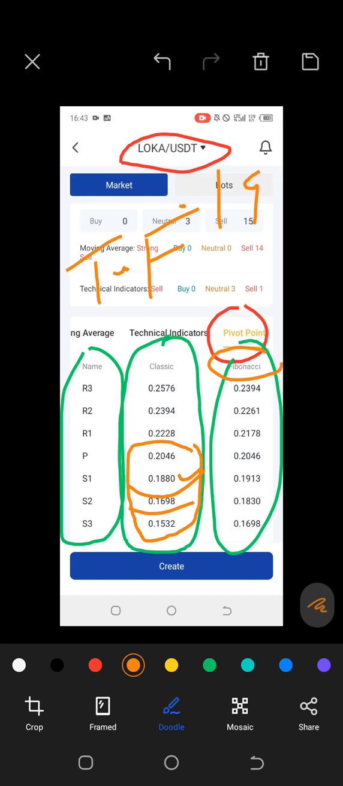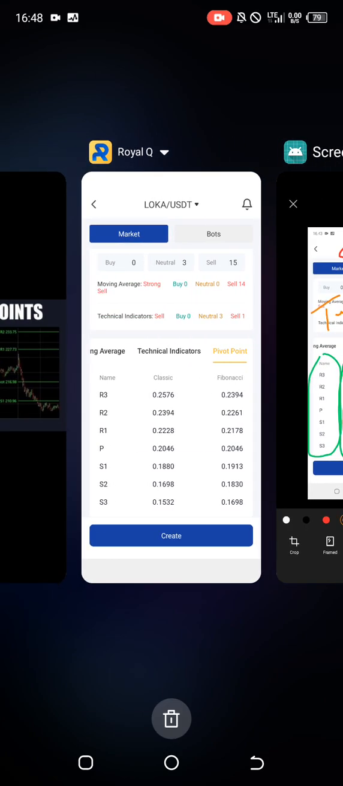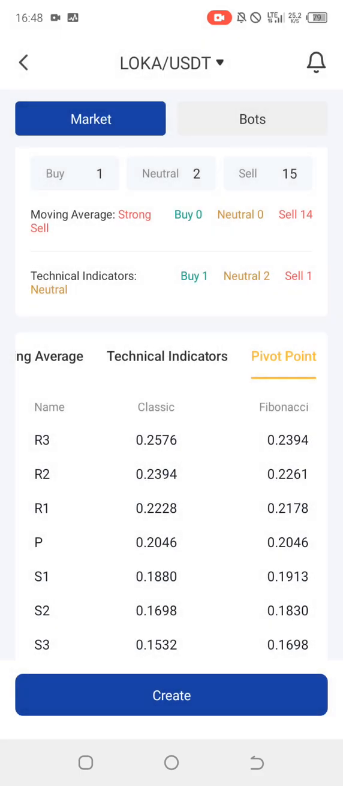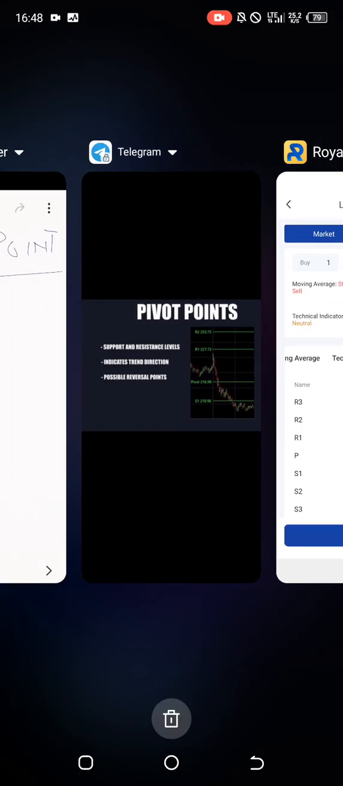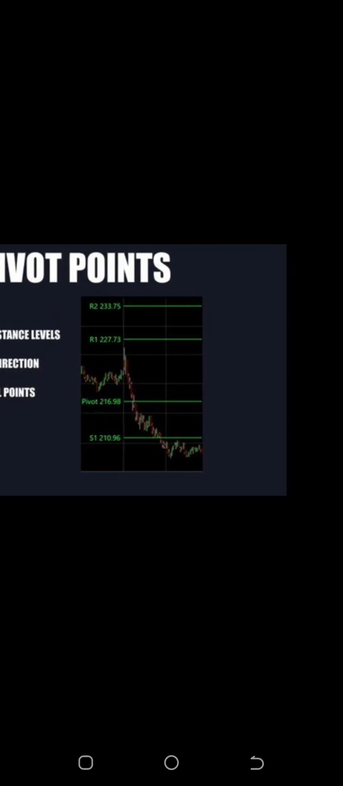So let's look at what support and resistance is. Since we have support and resistance here, let's look at it, and then we move on to what a pivot is and how to calculate it. Are you following? So let's look at support and resistance. We just keep it simple.